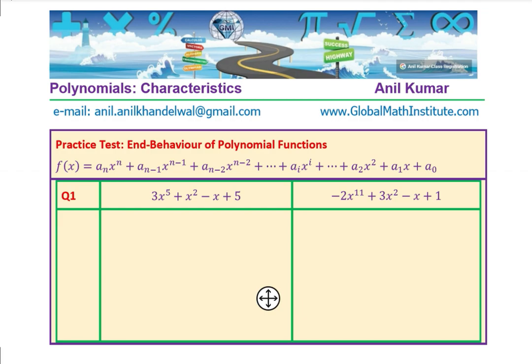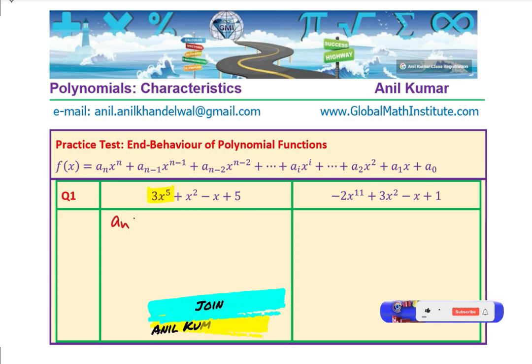So here's the very first practice question for you. What you need to do is provide end behavior for the polynomial functions. The very first one is 3x to the power 5 plus x squared minus x plus 5. Identify the leading term, which is 3x to the power 5, degree 5. What do we notice here? That an is greater than 0 and n is odd, because 5 is odd.